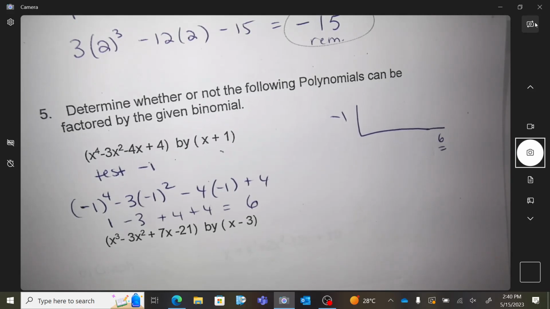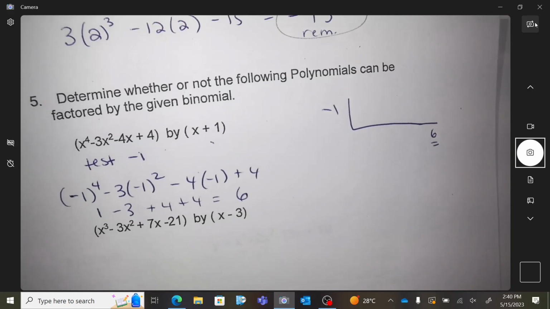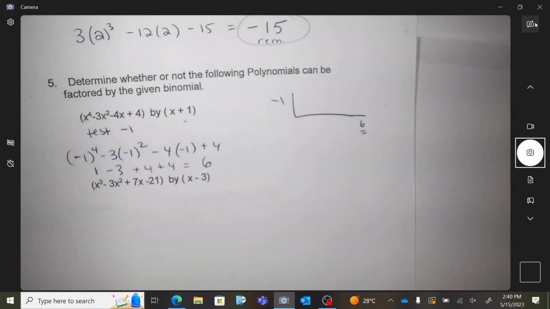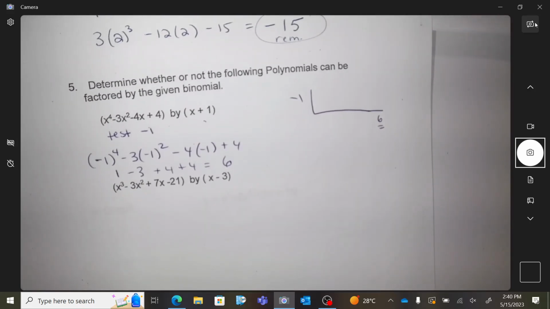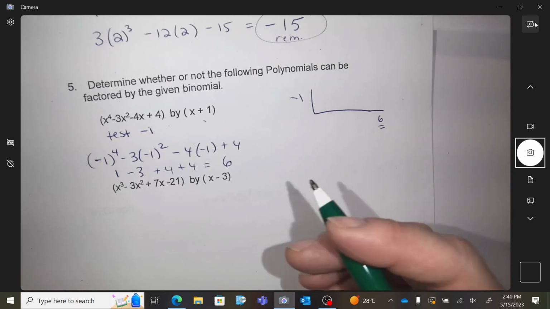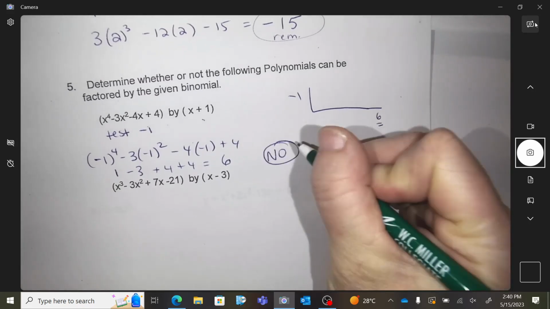So either method, if you picked the testing method, the remainder theorem, or if you picked the synthetic division method, you should get a 6 remainder. So this is a yes or no question though. Is it a factor? No.